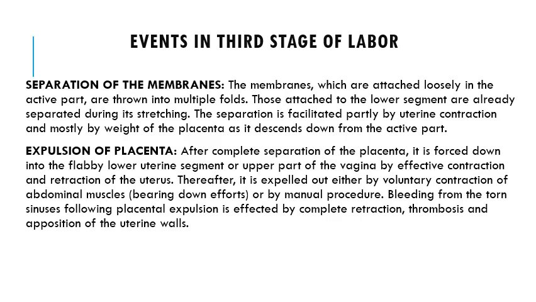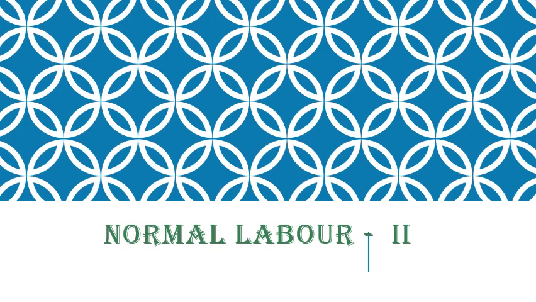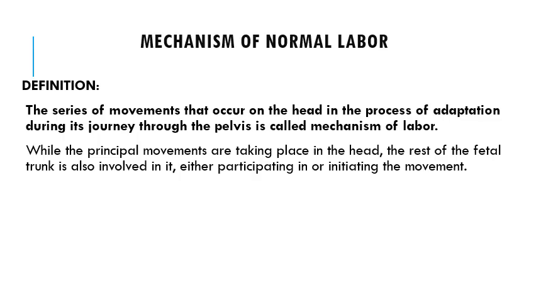Let us continue with our discussion of normal labor. So let us begin with the mechanism of normal labor. What is the mechanism of labor? It is the series of movements that occur on the head in the process of adaptation during its journey through the pelvis. While the principal movements are taking place in the head, the rest of the fetal trunk is also involved, either participating in or initiating the movement.